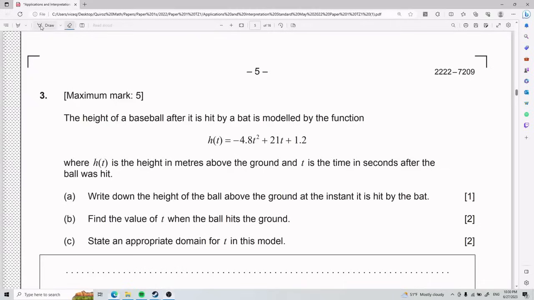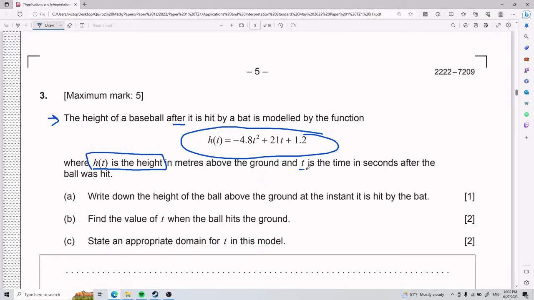All right, and for this third one, we have that the height of a baseball after it is hit by a bat is modeled by the function, where h of t is the height in meters above the ground and t is the time in seconds. So h of t is height, and t is time. And here we have our units. I'm going to put them in red. We have meters, we have seconds.